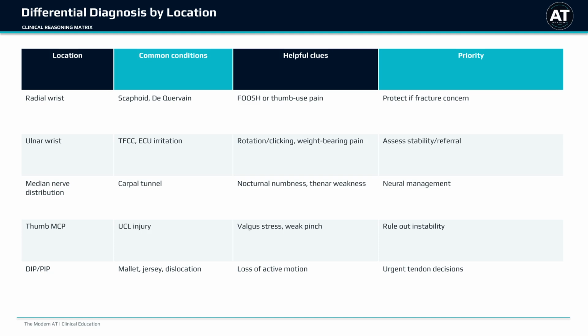Ulnar wrist pain suggests TFCC or ECU-related irritation when rotation, clicking, or weight-bearing reproduces symptoms. Median nerve distribution symptoms suggest carpal tunnel or another median nerve source. Thumb MCP pain after valgus stress requires UCL screening. DIP and PIP injuries require tendon, ligament, fracture, and dislocation screening. Let location guide your first questions and palpation targets.